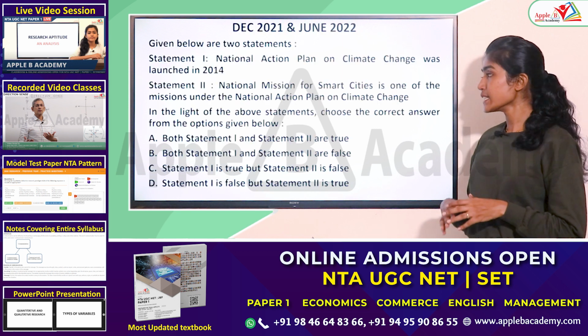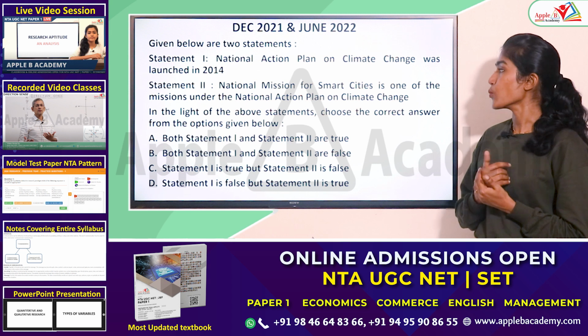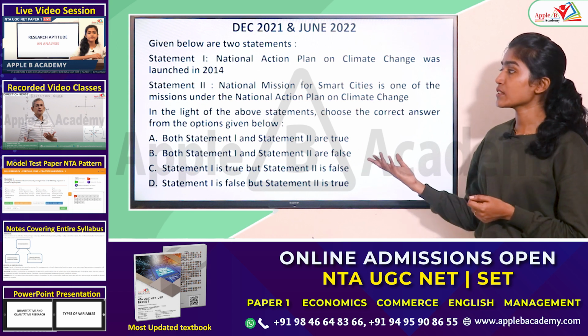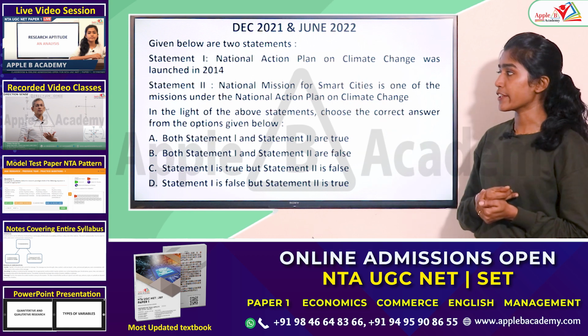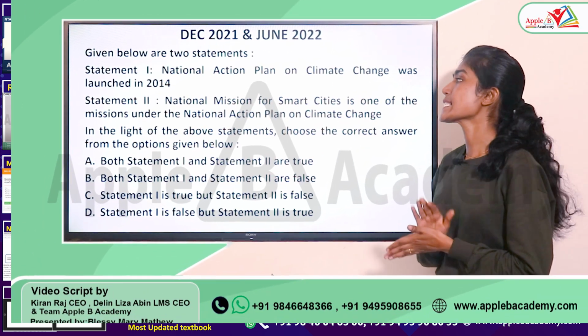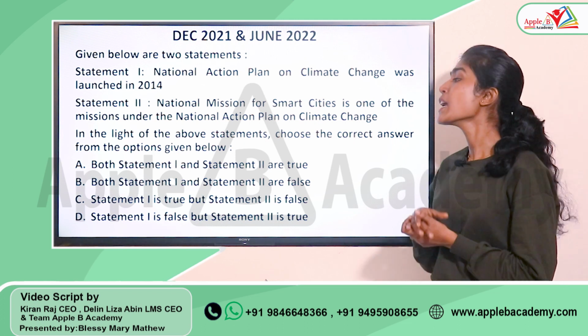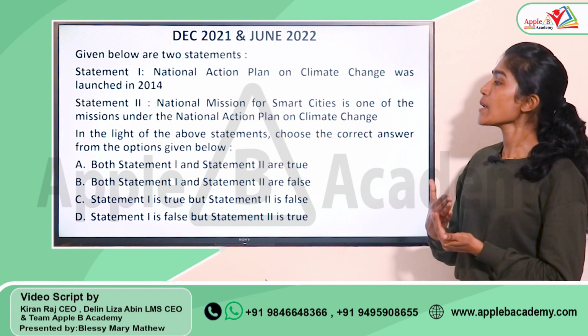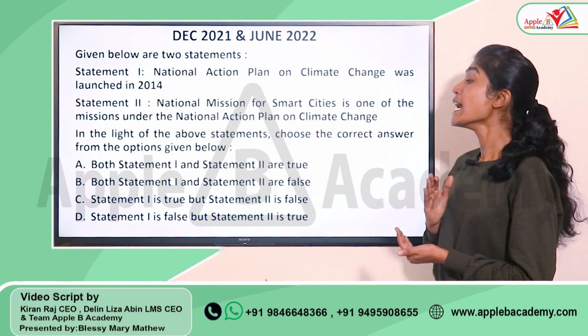Moving to the next question, this is from the December 2021 and June 2022 merged cycle, and the question is basically a statement based question, and we have two different statements given here. Statement 1 says the National Action Plan on Climate Change was launched in 2014, and statement 2 says the National Mission for Smart Cities is one of the missions under the National Action Plan on Climate Change.